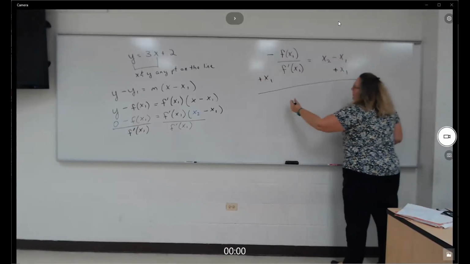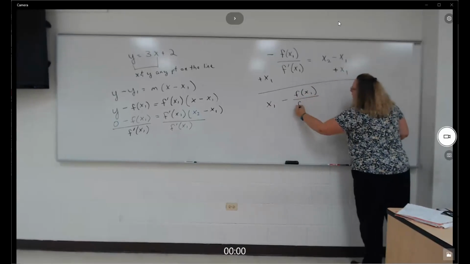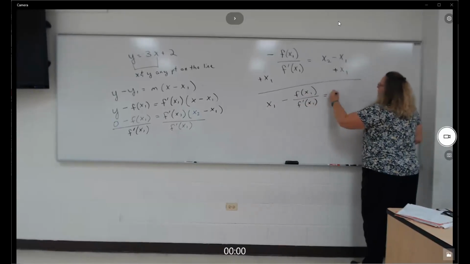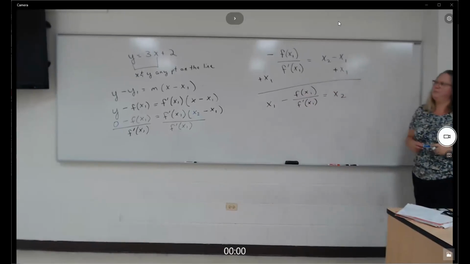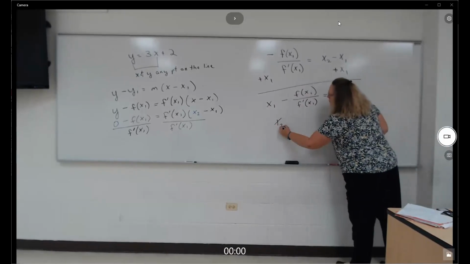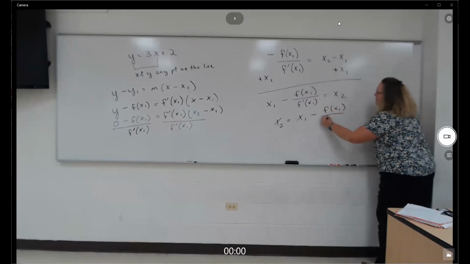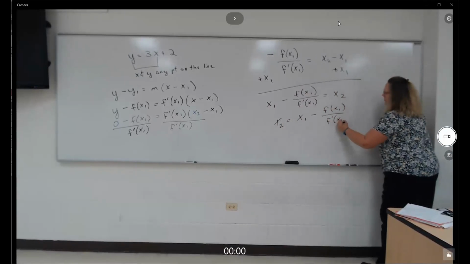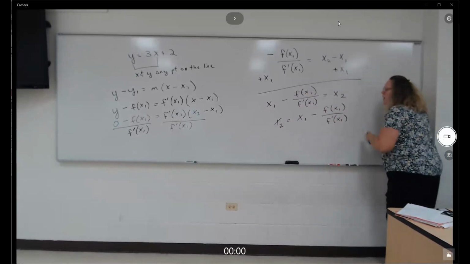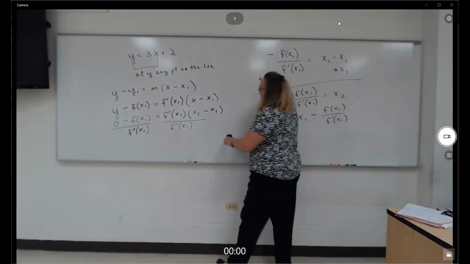Okay, so here it is: x1 minus the function divided by the derivative. And then most of the time we write it the other way: x2 equals x1 minus f of x1 divided by the derivative at x1. We'll write it in more general terms. Okay, so that finds me that second x.